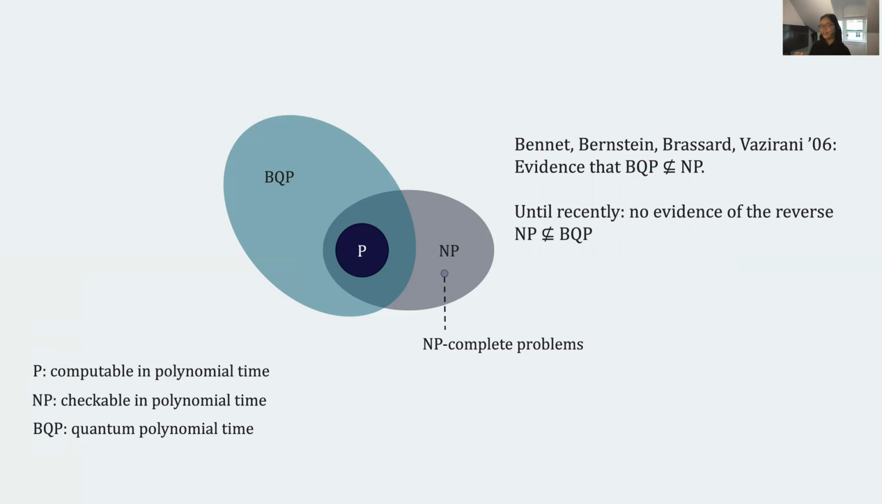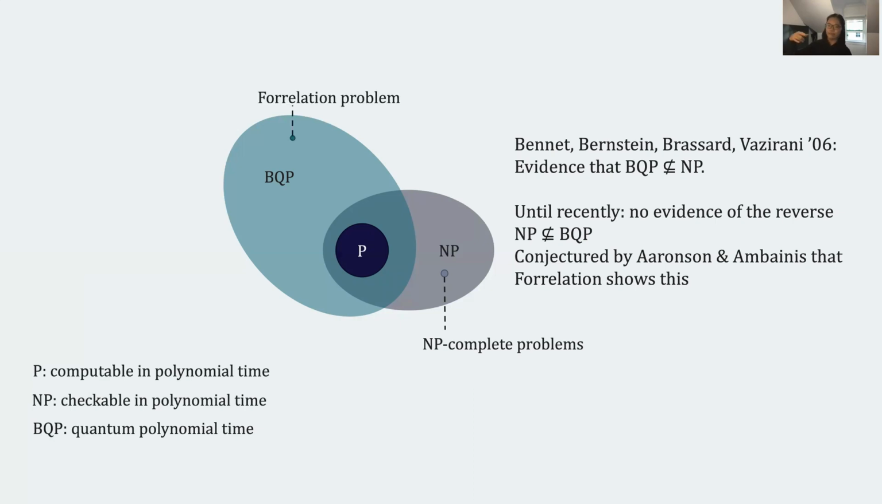So it could have been that BQP is contained in NP. But this paper by Aaronson and Ambainis conjectured that the Forrelation problem is exactly the problem that is going to lie in BQP but not NP. And this is not surprising, just because quantum is supposed to be really good at doing the Fourier transform, like, for free.